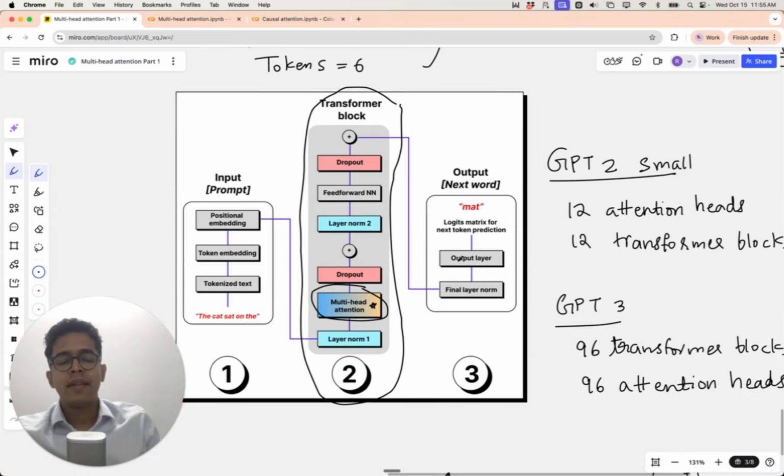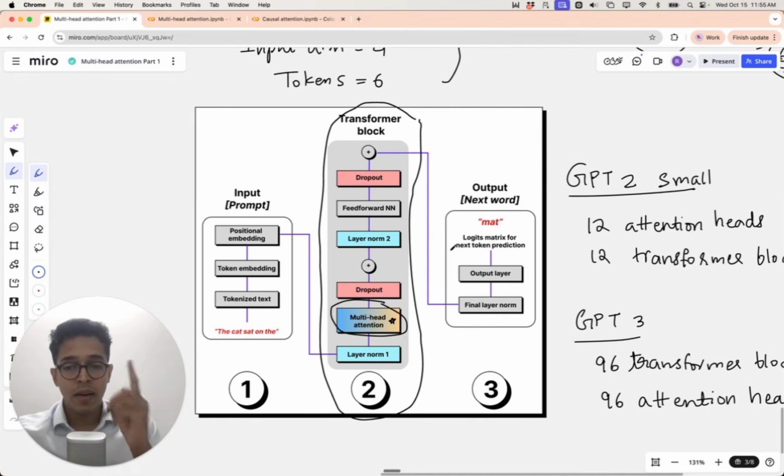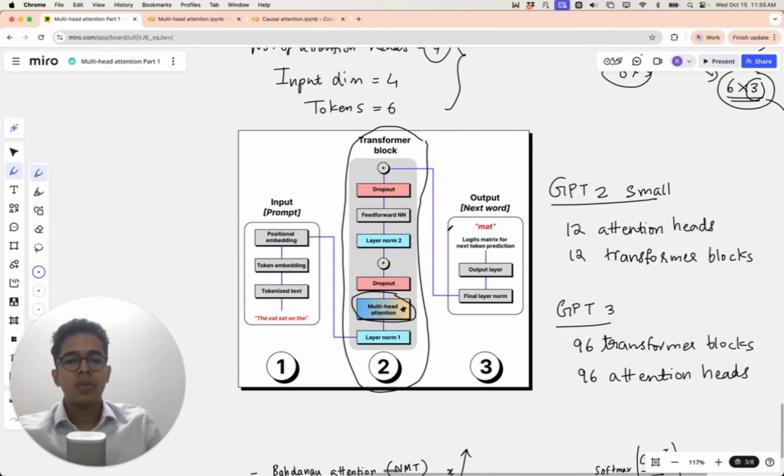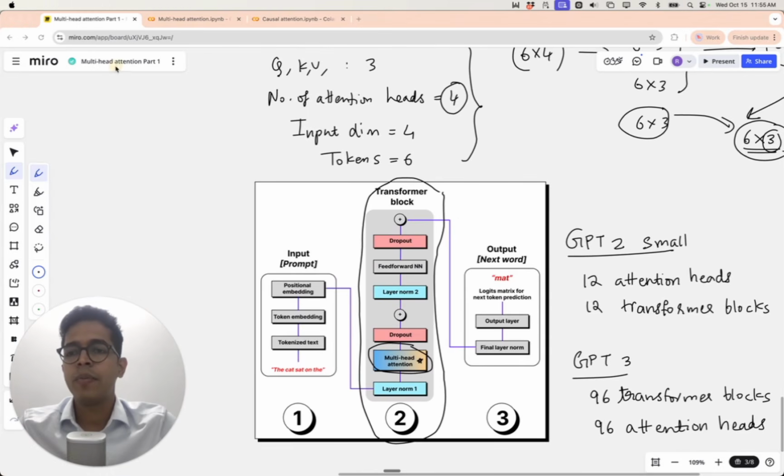And in GPT-3, they had 96 transformer blocks in series. And inside each transformer block, they had 96 attention heads in parallel. But that's within one transformer block. Like that, there are 96 transformer blocks themselves. So this is how the multi-head attention works. Now what we can do is we can try to implement this in Python code in a simplified fashion. And in the next lecture, we will see how we apply the multi-head attention in a much more matrix multiplication friendly way.